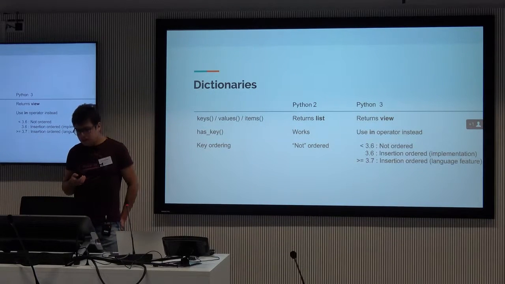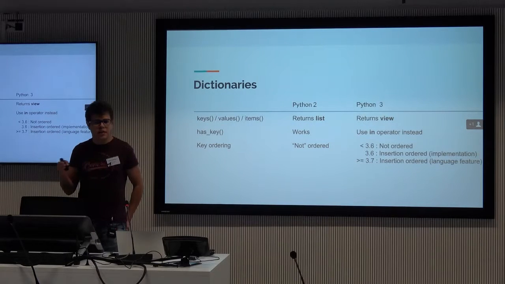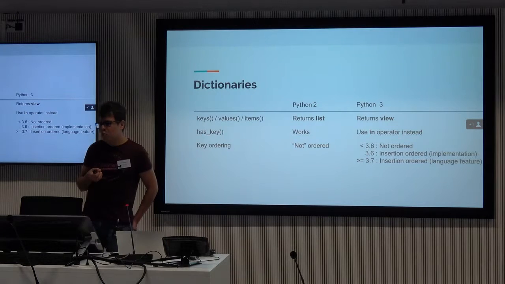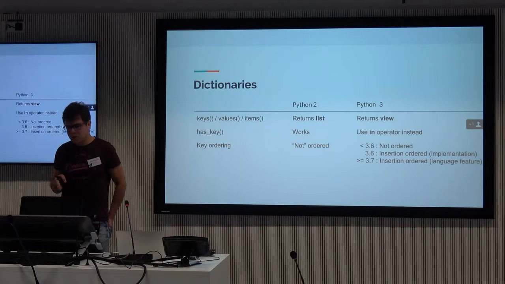Has_key, as in dictionary.has_key, and you pass some key that you're looking for. In Python 2 that works. In Python 3 that doesn't work anymore. You should do key in dictionary.